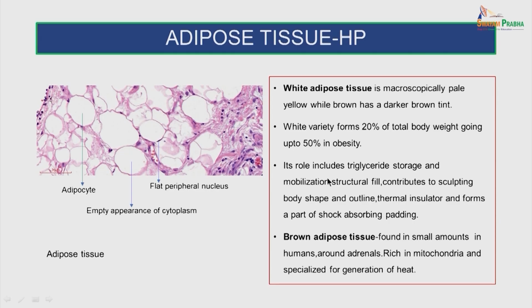Its role includes triglyceride storage and mobilization, structural fill, contributes to sculpting the body shape and outline, the thermal insulator, and forms a part of the shock absorbing padding. The brown adipose tissue is found in small amounts in humans around adrenals, rich in mitochondria and specialized for generation of heat.